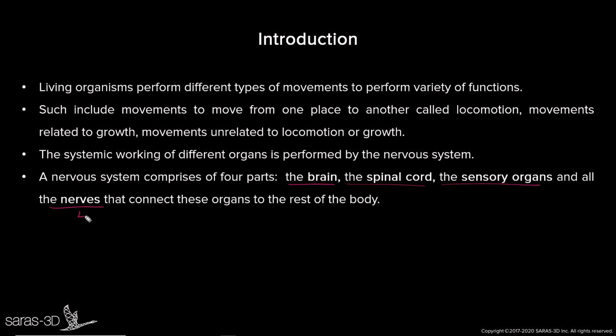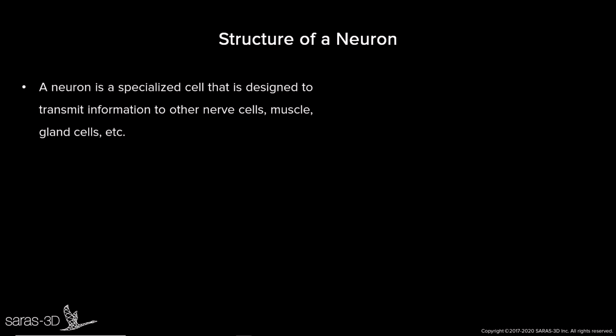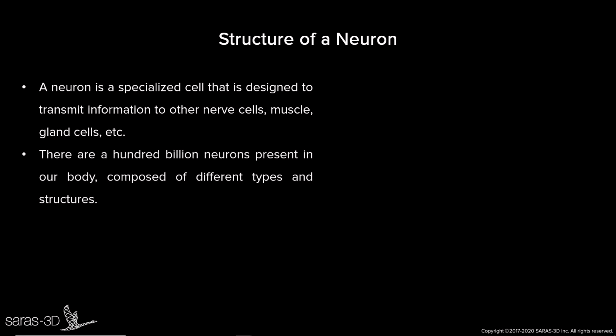Those are the neurons. So what is a neuron, or how does a neuron look like? A neuron is a specialized cell that is designed to transmit information to other nerve cells or other neurons, to muscle cells, to gland cells or other different kinds of cells in the body. There are 100 billion neurons present in our body, which are composed of different types and structures. Our brain itself has over 85 billion neurons.